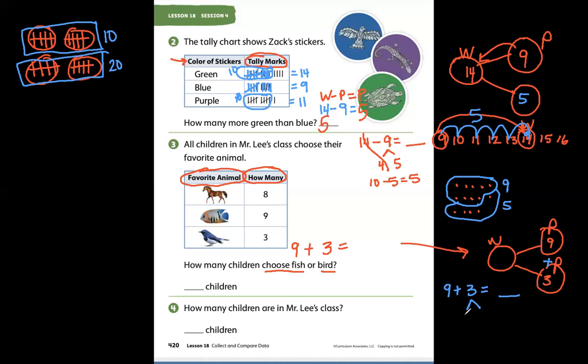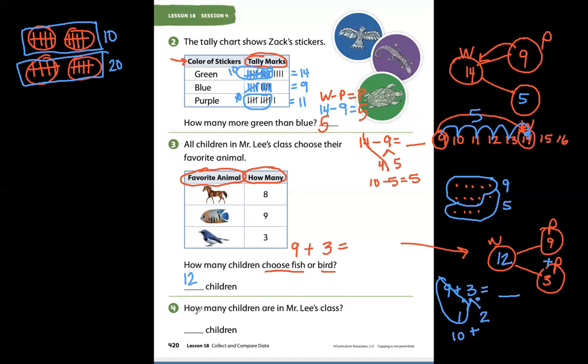I can make a 10 to add to solve this problem. If I have 9, how many more do I need to get to the number 10? 9, 10. Oh, I only need 1. Okay, and 1 plus what? What is left over? If there were 3 there and I used 1, there are 2 here. So one group of 10 and 2 ones makes 12 as my answer. 12 children liked fish and birds.